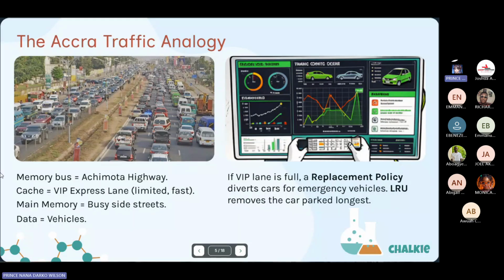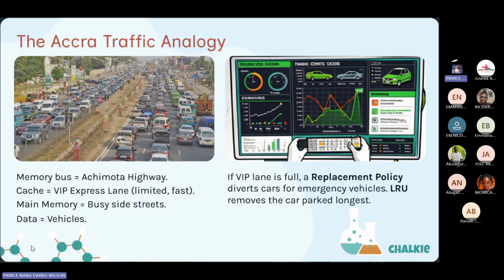So now there is the Accra traffic analogy, and we are going to use that to explain all these different types of data movements or data transfer types. Okay, so now it says memory bus. Think of the memory bus as the Achimota highway. The bus is basically a pathway through which data moves. And then there is cache. Cache is the VIP express lane. It's limited, which means only a few people have access to it, but for that reason, it is fast, because if only a few people are moving on it, a lot of movement can happen there. And then there is the main memory, which is the busy side streets, that will be Nima. And then data is the vehicles that are being moved along these lanes.